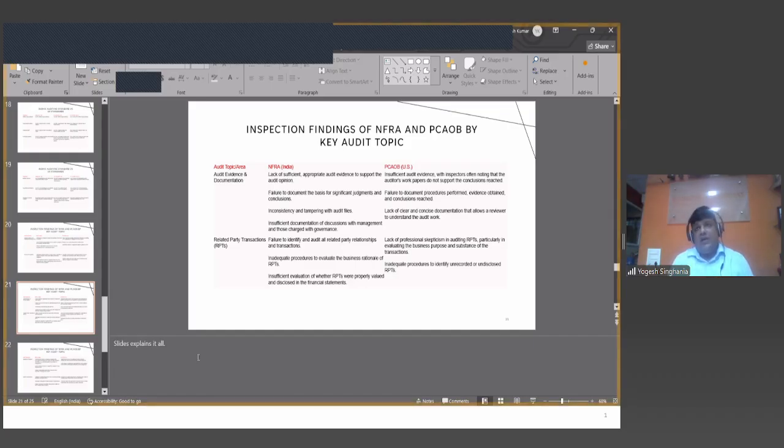Then even where documentation is there, it is not supporting the conclusion. And internal audit evidence is given more weightage over contradictory external audit evidence. These are also there. Then insufficient sampling, like you were supposed to select 40 samples but you have done only 20, that kind of thing might also happen. So there are a lot of findings on audit documentation. And in the US it is said that if you have not documented it, it is not done.